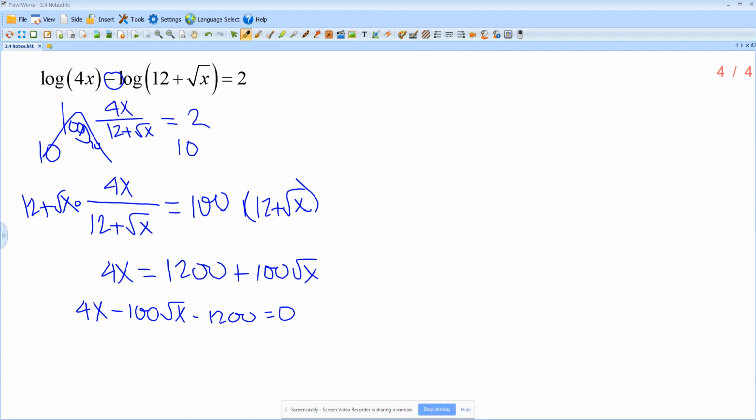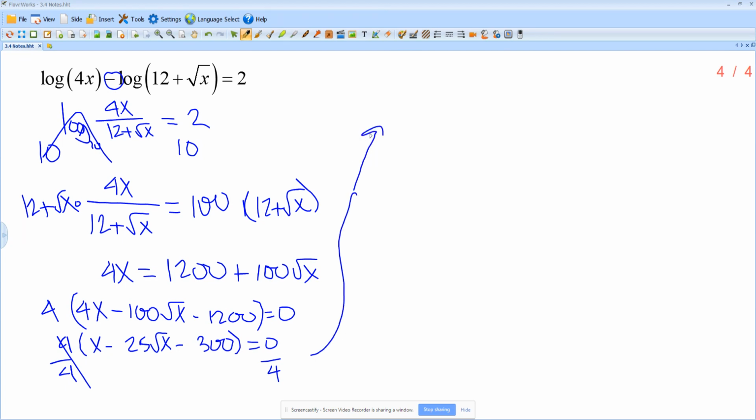And I'm just going to simplify this a little bit. I'm going to divide out a 4 from all of this. So it becomes 4 times x minus 25 square root x minus 300 equals 0. And if I divide by that 4, it disappears now. If this was not an equation, I could not get rid of that 4, but because it's an equation, I could divide by it and I still get 0. So moving on up here, I have x minus 25 square root x minus 300 equals 0.